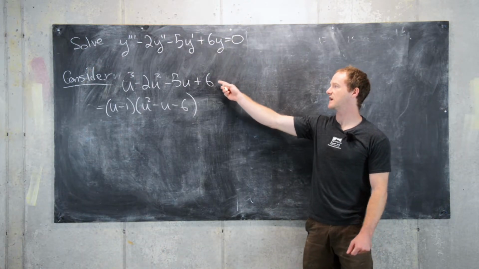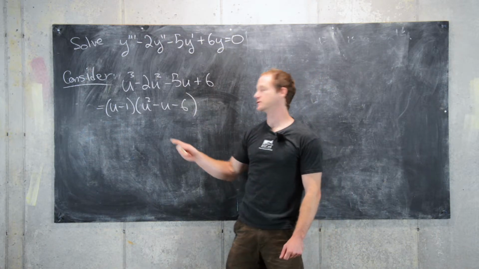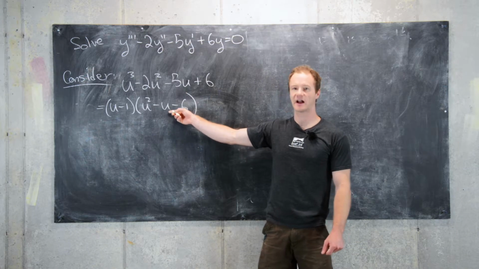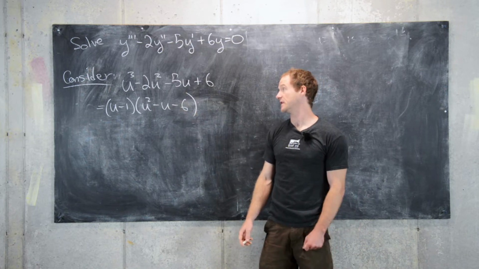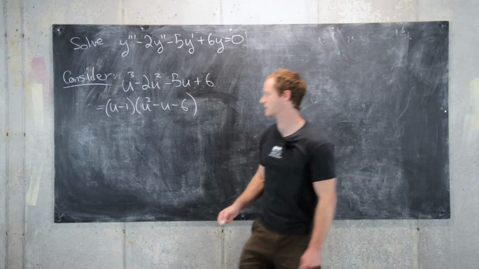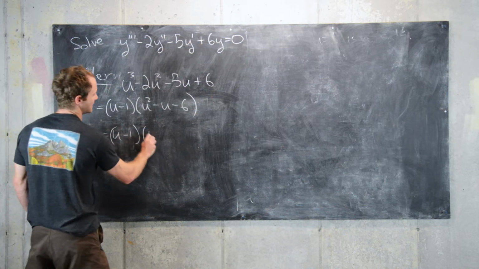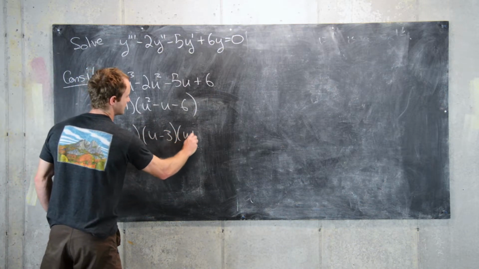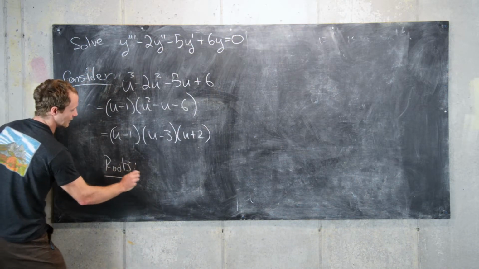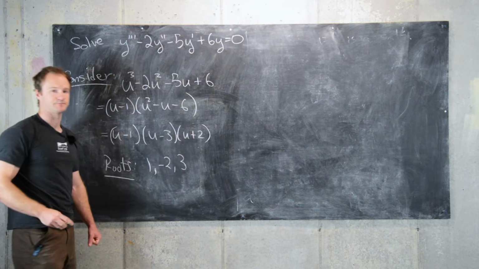Previously, we had decided that 1 is one of the roots of this polynomial, and then we used polynomial long division in order to factor it as follows. Now we need to factor this quadratic polynomial, which is a little bit easier. We want to look for two numbers that multiply to negative 6 and add to negative 1. That's not too bad. We get u minus 3 and u plus 2. So that means the roots of our polynomial will be 1, negative 2, and 3.